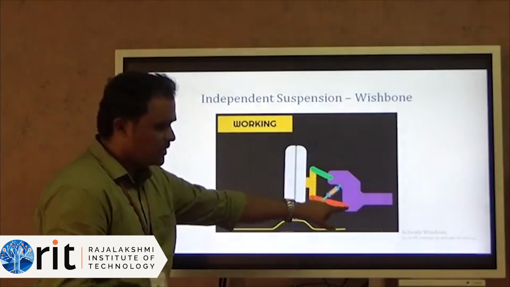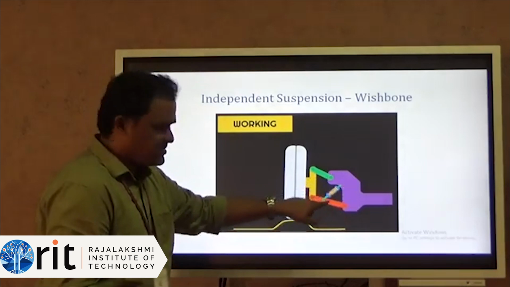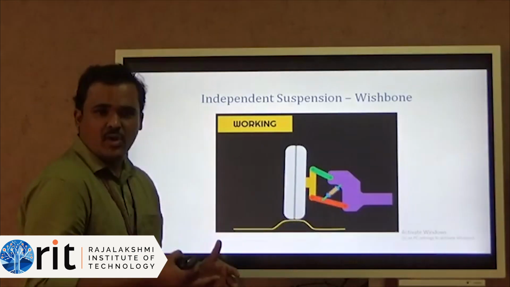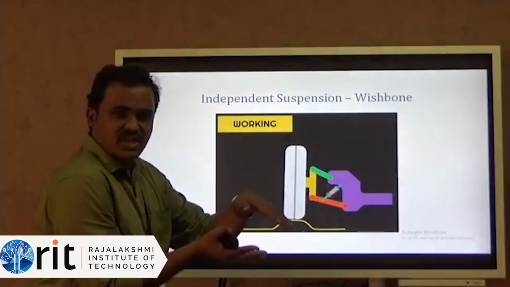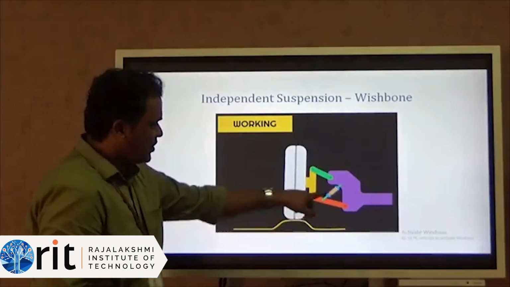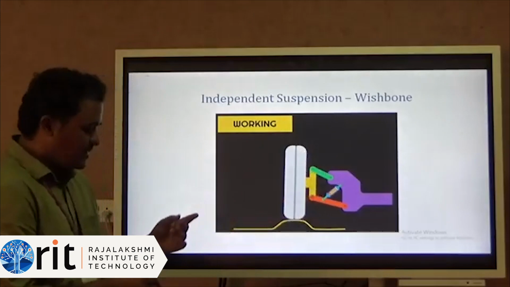These wishbones are connected to the frames. So here is the spring. When the tire is moving along bumps, using this spring circuit, this wishbone will act in a compressive state either up or down. So using the system. So this is the wishbone circuit.